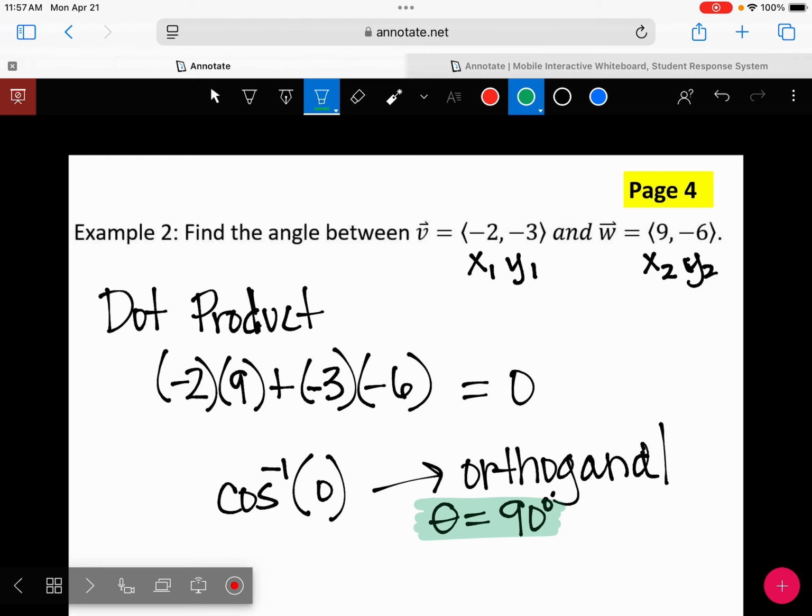All right, we got one more and then we'll wrap it up for today. Go ahead and do example 3 all on your own. This one, you should not have a dot product of 0. So I'm going to give you a couple minutes to see if you can do example 3. And then that's it.